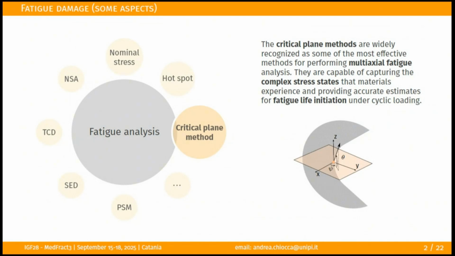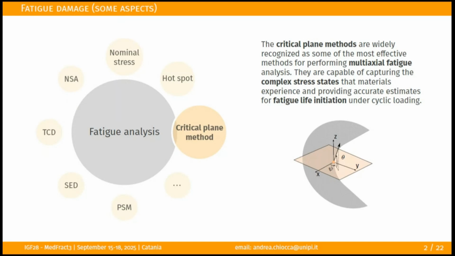So critical plane methods, probably you all know that, but it's a methodology that is not just evaluating an equivalent parameter, but it's also evaluating a critical plane or critical planes. So usually the critical plane is the plane where this equivalent parameter is maximized. What is the problem with critical planes? It's that the method is local. So usually you evaluate the critical plane in a node of a finite element model. So you should account for material plasticity to account for the process zone.